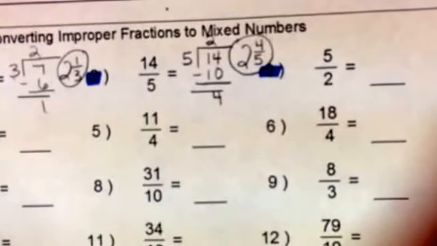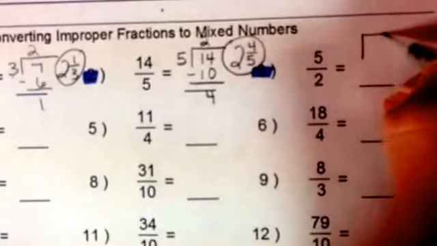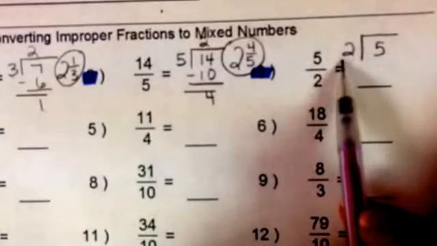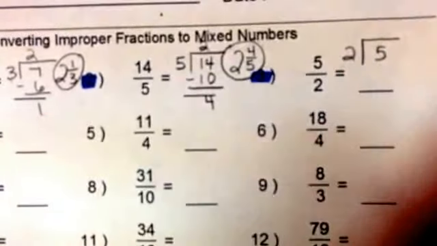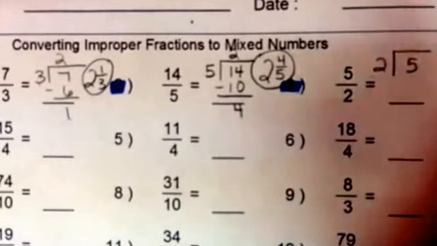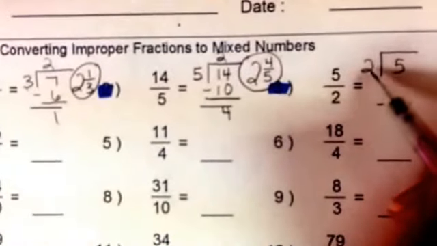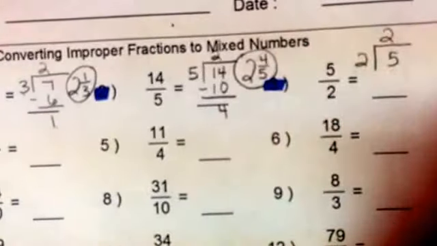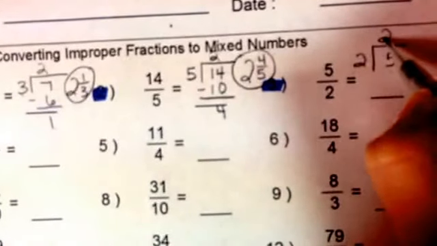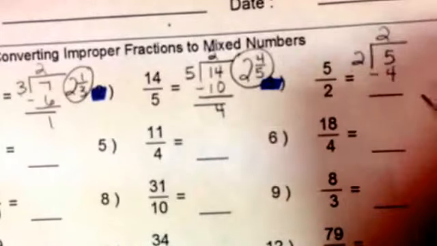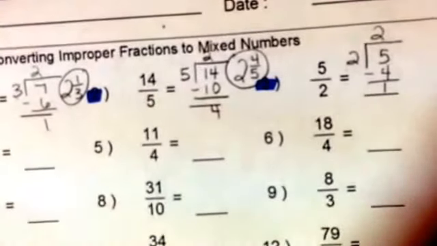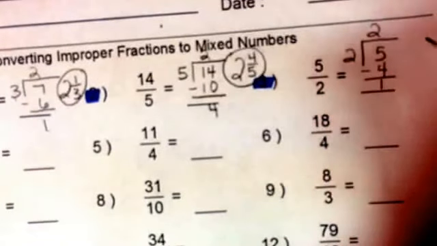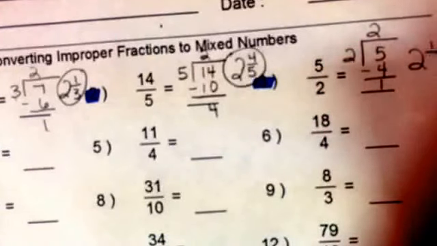Now, for problem number 3, we're going to tip that one over. And now we have to see how many times 2 goes into 5. After looking at the number chart, I saw that 2 goes into 5 2 times. Now, since 2 times 2 is 4, I have to subtract the 4 from the 5, and I have a 1 left over. Now, with my remainder, my final answer is going to be 2 1/2.